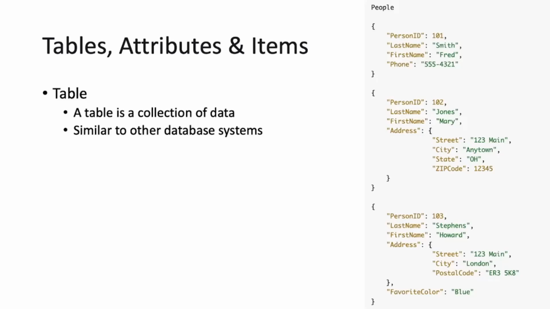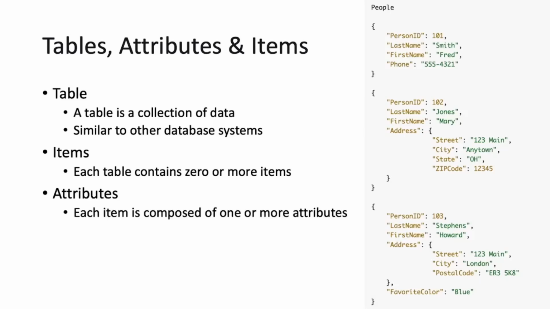DynamoDB is composed of three main things. One is tables. Tables themselves are composed of items, and items themselves are composed of attributes. A table is a similar concept as in other database systems, which is that it's a collection of data. A table has one or more items. If you compare it with traditional database systems, you can think of items as rows in tables. And then an item itself is composed of one or more attributes.